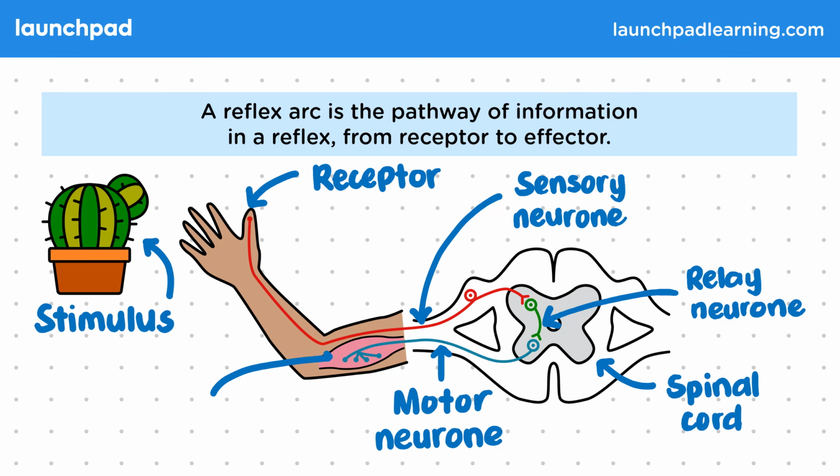The endings of the motor neuron are found inside an effector. Remember that the effector is the part of the body which causes the effect. For example, a muscle which contracts to move your arm away from a cactus. So how do the structures of these neurons relate to their functions?